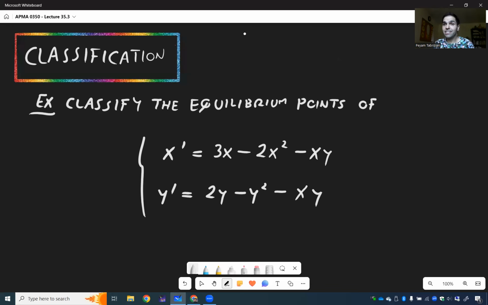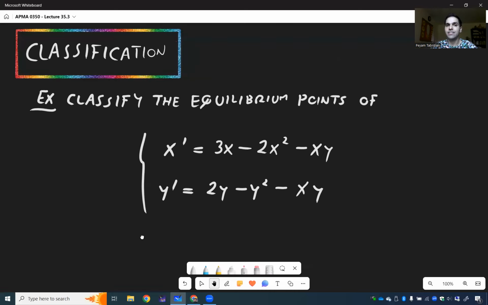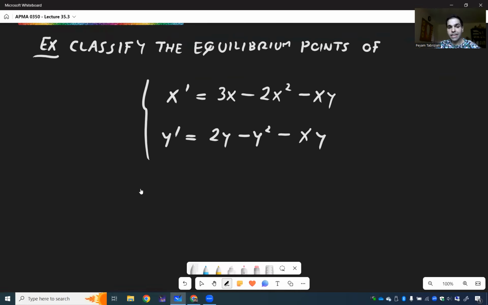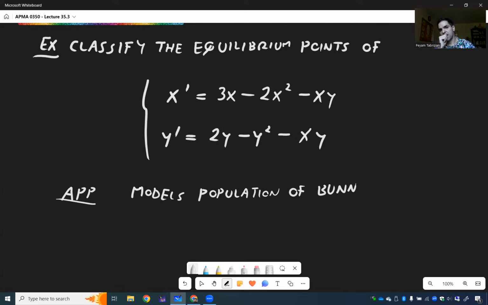All right, now let's classify the equilibrium points of the population model that we've been studying, which was x prime equals 3x minus 2x squared minus xy, and y prime is 2y minus y squared minus xy. And in case you've been following along, this had a very cool application because this models the population of bunnies versus sheep.